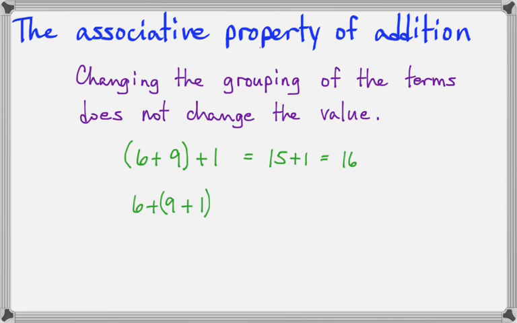Now if I add the 9 and the 1, this now says 6 plus 10, which of course if I add those still equals 16. So you see that changing the grouping did not change the value of the statement, and that's all we mean by the associative property of addition, that changing the grouping does not change the value.